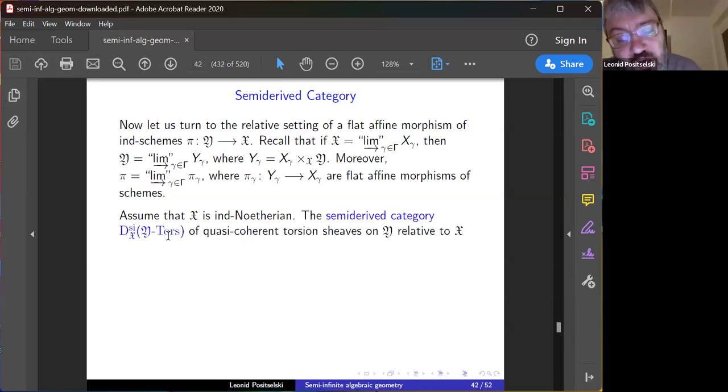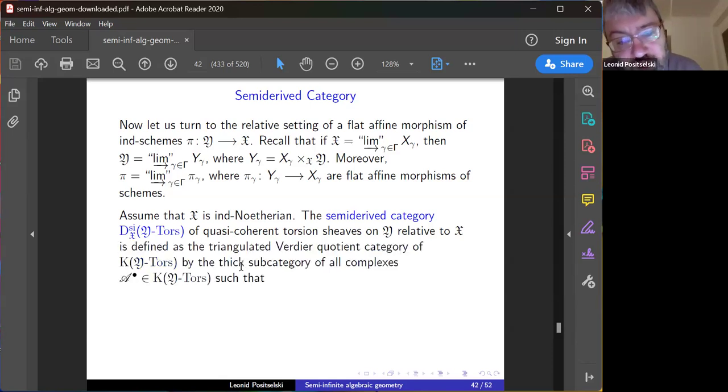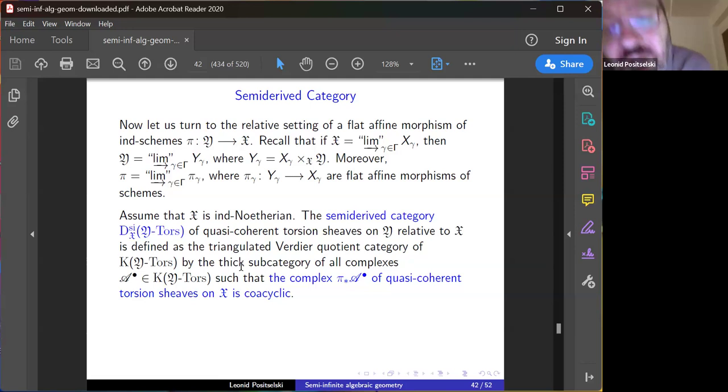The semi-derived category D_X^si(Y-tors) of quasi-coherent torsion sheaves on Y relative to X is defined as the triangulated Verdier quotient category of the homotopy category of quasi-coherent torsion sheaves by the thick subcategory of all complexes A in K(Y-tors) such that the direct image of the complex A, viewed as a complex of quasi-coherent torsion sheaves on X, is coacyclic.